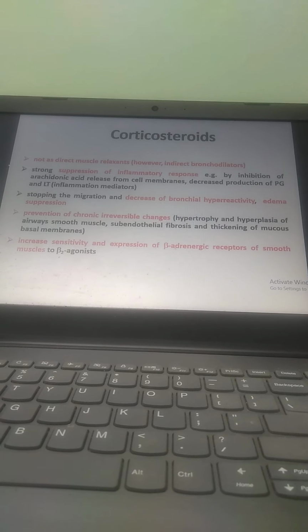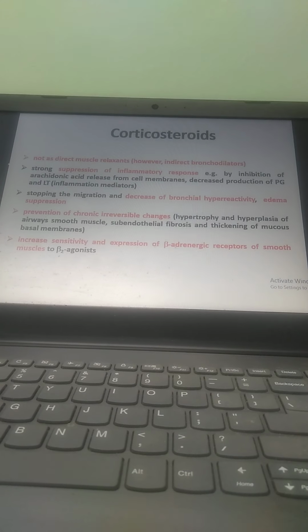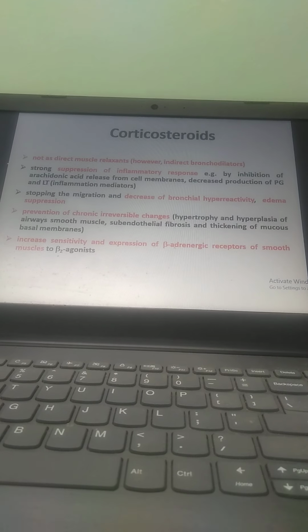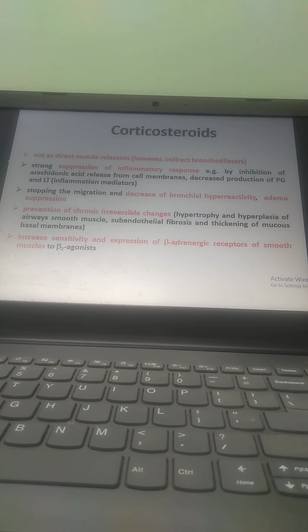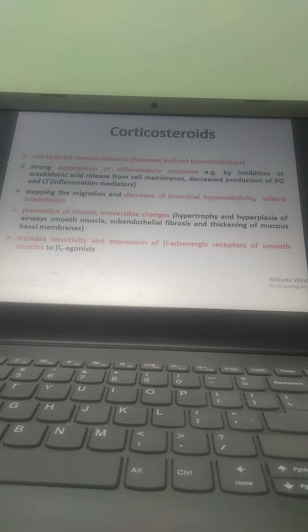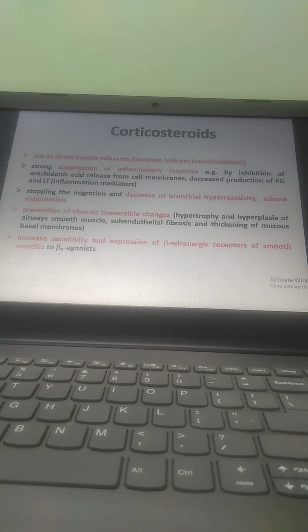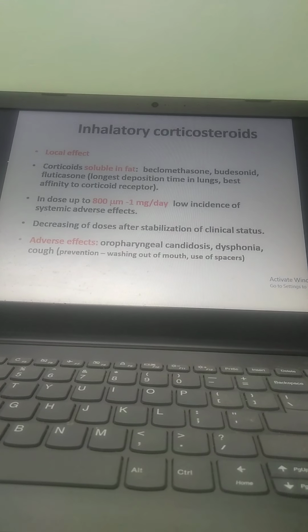So corticosteroids are very important. I would say resistance is near there. I have told you about the beta-2 agonists, that once we use the agonists, there is a down regulation. So corticosteroids can maintain the structure of the bronchus.